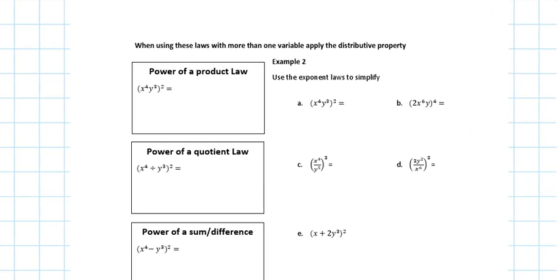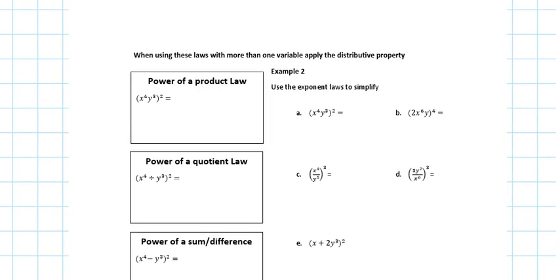All right. So there are 2 more rules that we're going to learn. The first rule is the power of a product law. So if we had this, what did we do? So we multiplied the exponent, right? So it's y to the power of 6, 3 times 2. Yes? Now what if, instead of just y, I have x to the power of 4 and y to the power of 3, all to the power of 2. What would I do then?